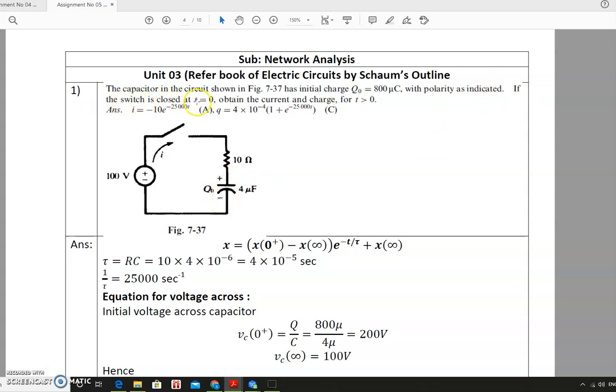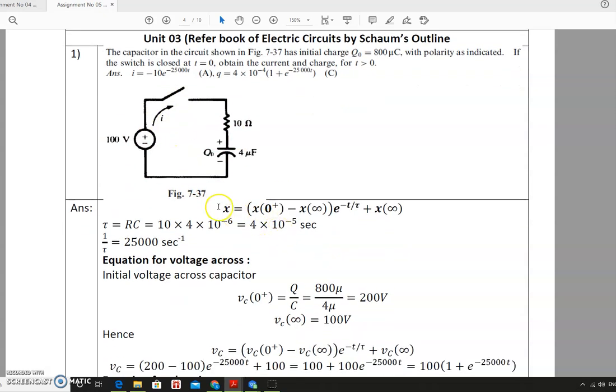If the switch is closed at time t equal to 0, obtain the current and charge for t greater than 0. So we have to write down the equation for current and charge. Though it is asked for current and charge, we will also write down the equation for the voltage across the capacitor. So how to solve this problem?